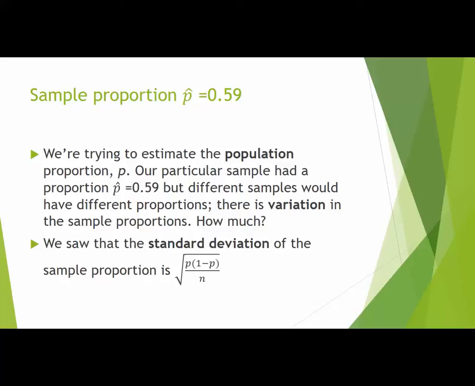Different samples would have different proportions. So a different sample might give us 0.60 or 0.58 or 0.56. There's variation, but how much? Well, we saw when we talked about the sampling distribution that the standard deviation of the sample proportions is the square root of p(1 minus p) over n. So we always expect some variation when we take samples, and a theory from the last time told us how much that variation is, told us what the variation looks like. The standard deviation is given by our formula.